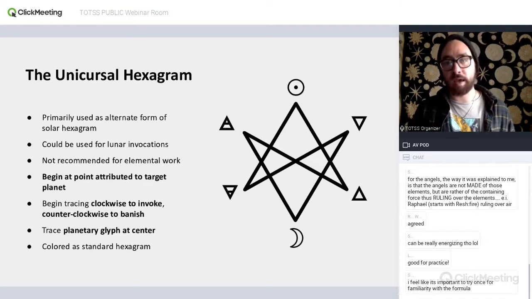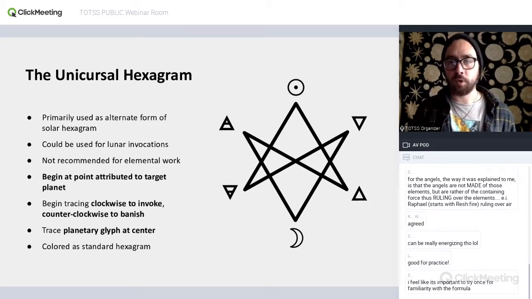And really the only thing I ever use the unicursal hexagram for is an easy way of doing solar invocations. So that's its primary use, it really is an alternate way of drawing solar hexagrams. Now the points of the unicursal hexagram are attributed to the sun and moon and then the 4 elements.